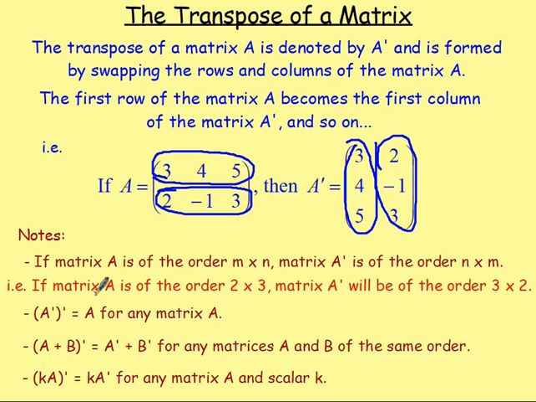If you take the transpose of a transpose, you get back to matrix A. And if you add matrices and then take the transpose, that's the same as taking the transpose and then adding them. And if you multiply by a scalar, then take the transpose, that is the same as taking the transpose and multiplying by the scalar.